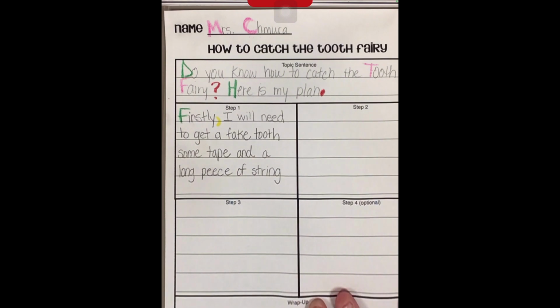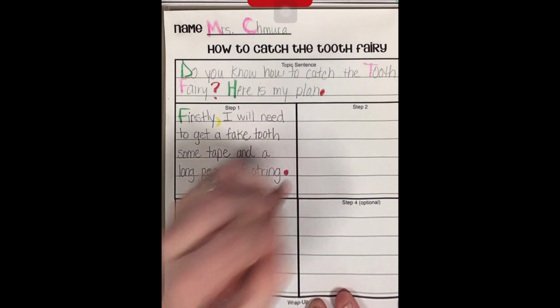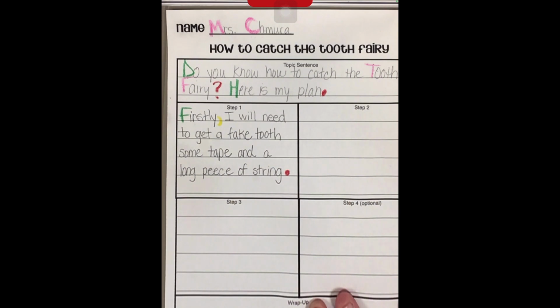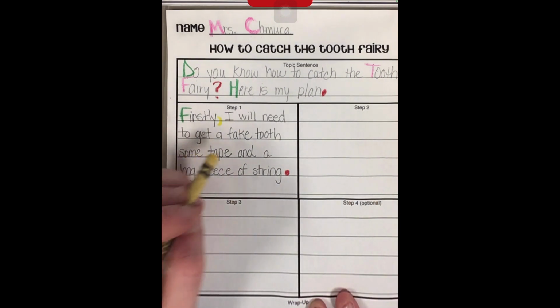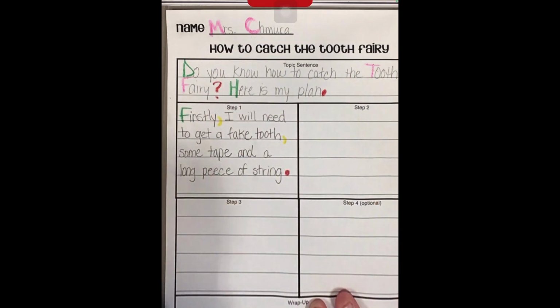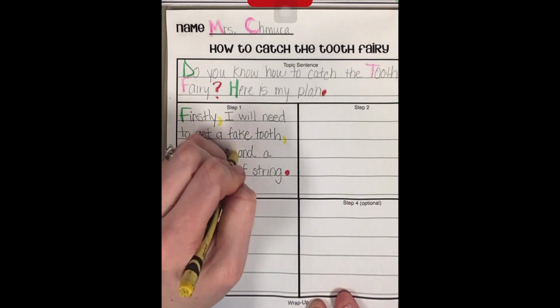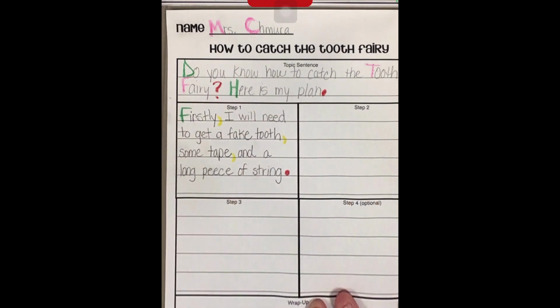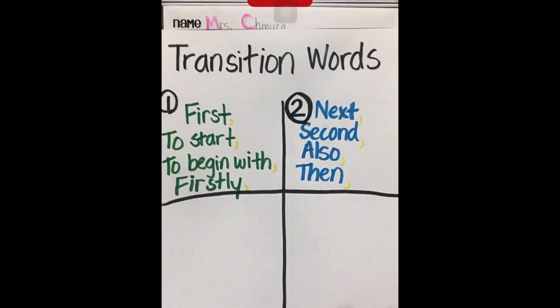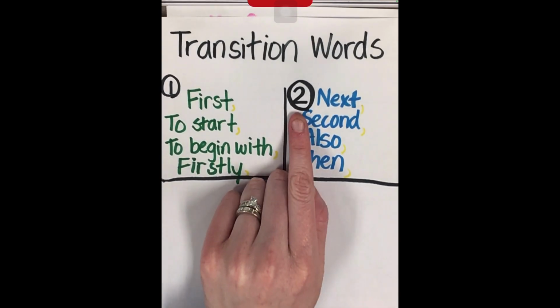Firstly, I will need to get a fake tooth, some tape, and a long piece of string. I need to make sure I end my sentence. Wait a second. I made a list of something. I have 3 things, and I use the word and, so I need to make sure I have commas. Firstly, I will need to get a fake tooth, some tape, and a long piece of string. That looks much better. I'm going to look at my transition words poster for my second box.